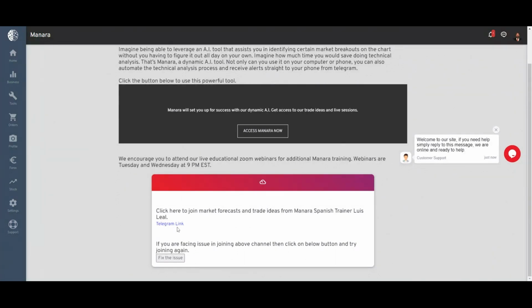Now, if it tells you there's an error or something, click here where it says fix the issue, and then click again the Telegram link, and you'll be able to log into the Telegram group. There's more than 9,000 students there that get my signals.